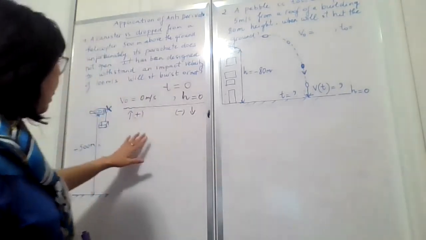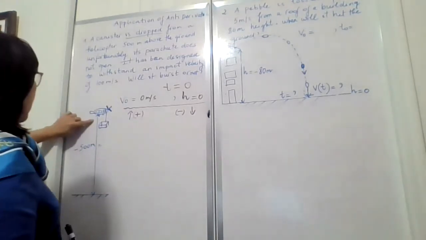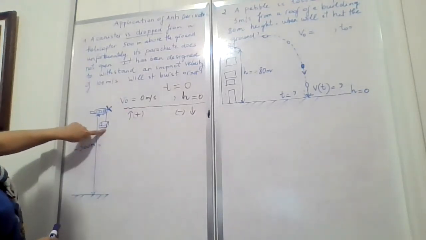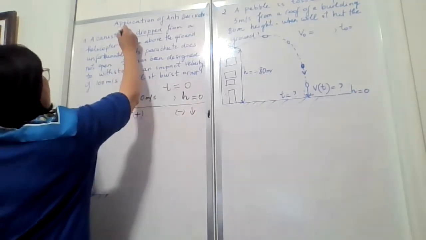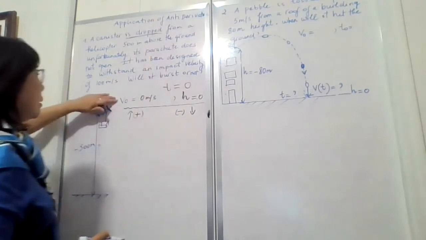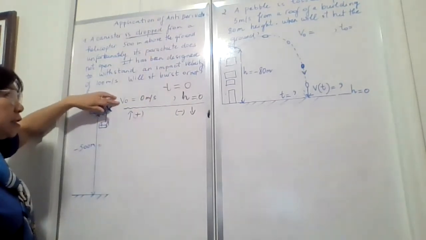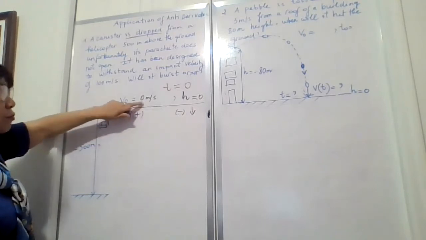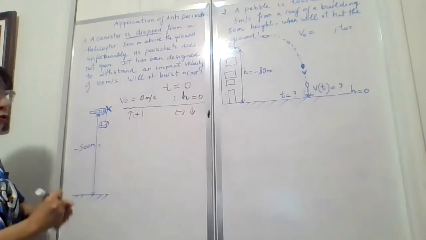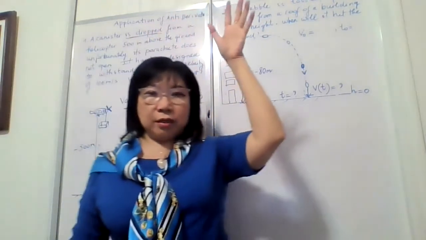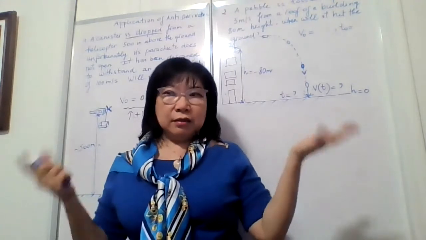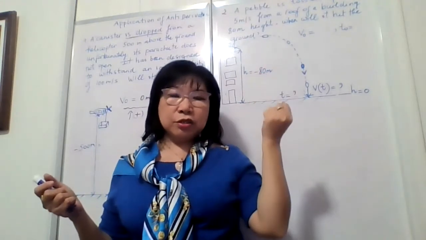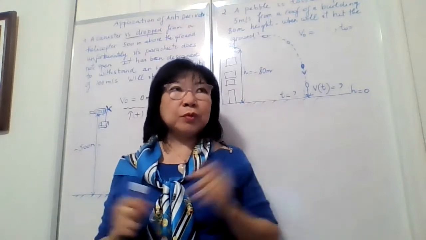Okay, so let me get back to here. We know that this canister is dropped. When the word "dropped" is used, it implies that its initial velocity, V0 here stands for initial velocity, equals 0 meters per second. If you don't toss the object to the sky or throw it very hard to the ground, and you just drop it like this, the initial velocity will be 0.